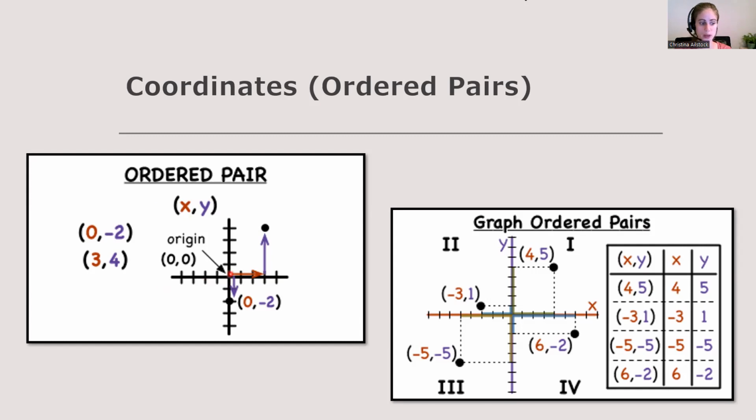Whenever you're working with ordered pairs, you always start at the origin, then you move left or right, and then up or down. And once you've performed both those movements, that's when you can put a dot and you have that ordered pair.